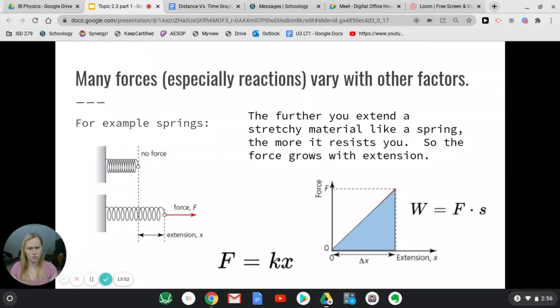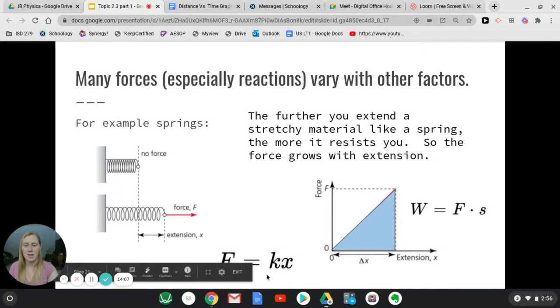You've all had very stretchy things and not so stretchy things. And so a scientist called Hooke figured out that if you measure the extension compared to the force, there's always this constant that goes with it, which is called k. And so the force of a spring is k times x.